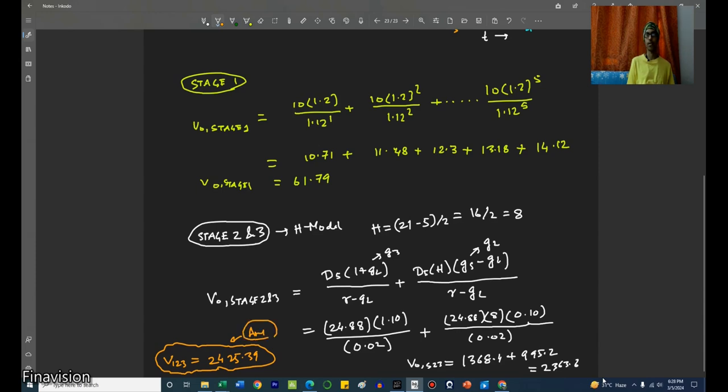So this is a 3-stage model, with the middle stage being a declining stage, smoothly declining stage. So this is how you calculate this.